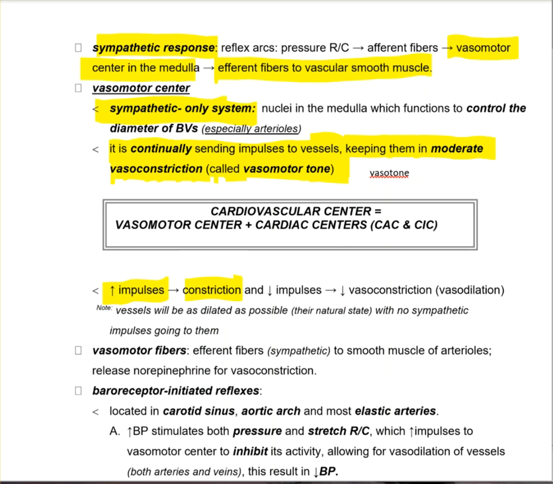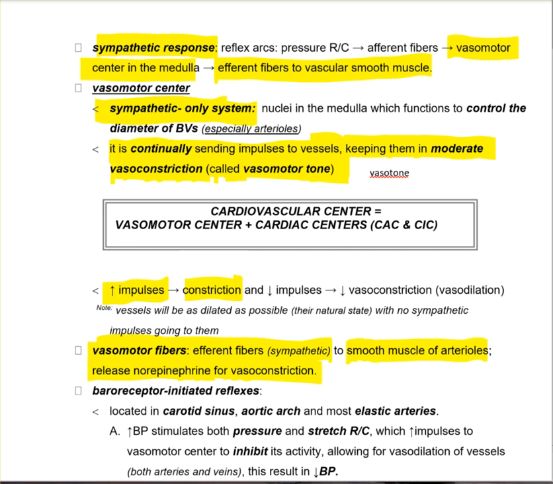Okay, so we call these vasomotor fibers. These are the efferent fibers. They're sympathetic. They go to the smooth muscle of the arterioles, and they release norepinephrine as a neurotransmitter, and they cause vasoconstriction.